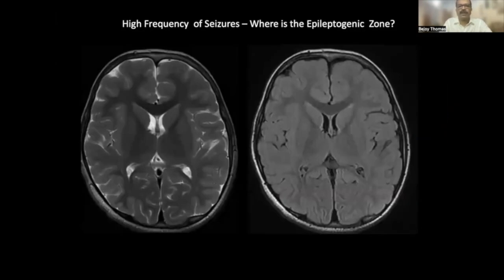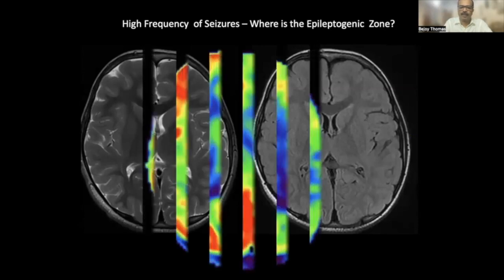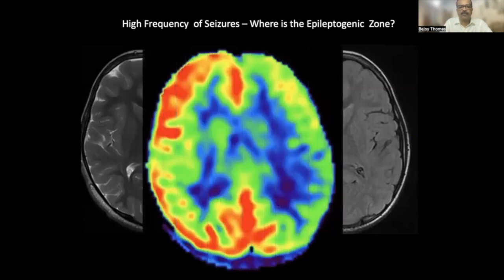So high frequency seizures, again another case. Where is the epileptogenic zone? If you again look at the normal FLAIR imaging, it is very difficult, even though clinical data may be suggestive. And here the perfusion ASL, we don't know whether the right side is hyperperfused or the left side is hypoperfused.